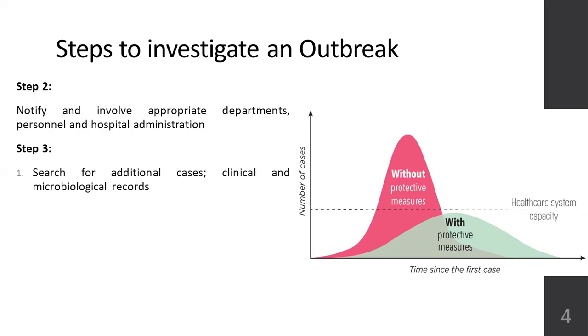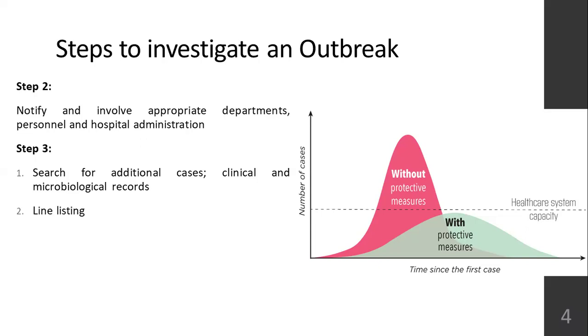Step 3, search for additional cases. You have to catch each and every case. You don't want to let any infected individual stay in the community and put others at risk. Let the community know that if anyone is facing these signs and symptoms, they should immediately come to the hospital. Clinical and microbiological records will be kept for all the additional cases that come to the hospital exhibiting the same kind of signs and symptoms.